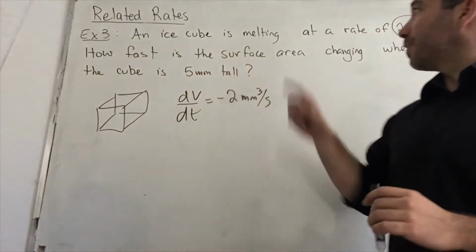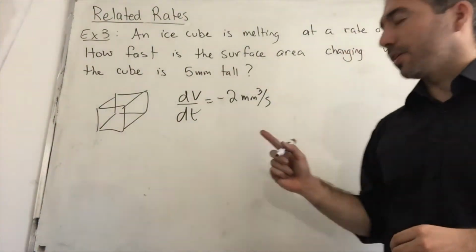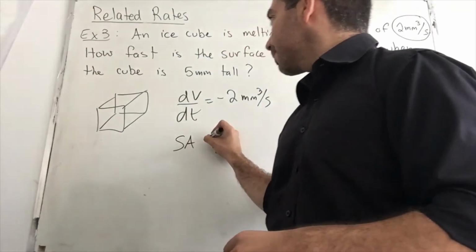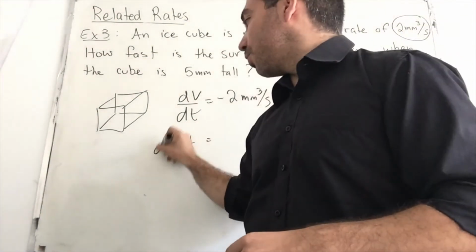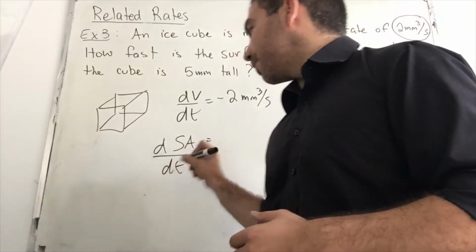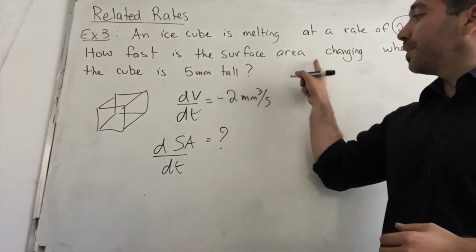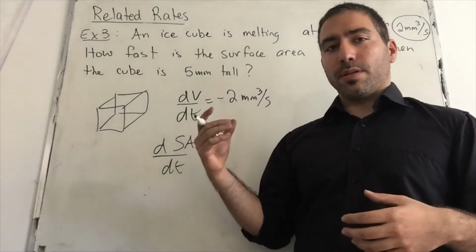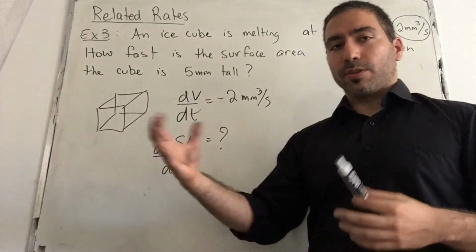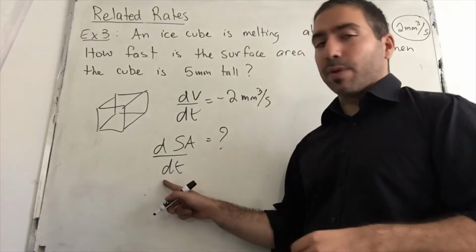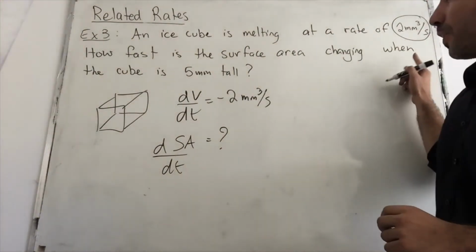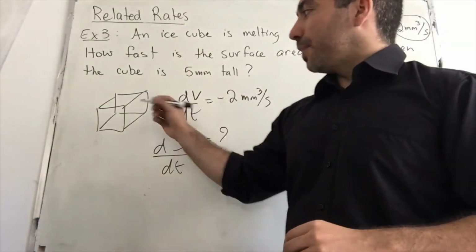How fast is the surface area changing? So it's talking about the surface area of a cube, not a sphere, sorry. So the surface area, how fast is it changing? So we're looking for a change in the surface area. So we're talking about the derivative of the surface area. If the volume is decreasing, the ice cube is melting. Would you expect the surface area to get larger or smaller? Okay, so you should anticipate whether your answer should be positive or negative. Clearly your answer here should be negative. And then it's telling us when the cube is 5 millimeters tall.